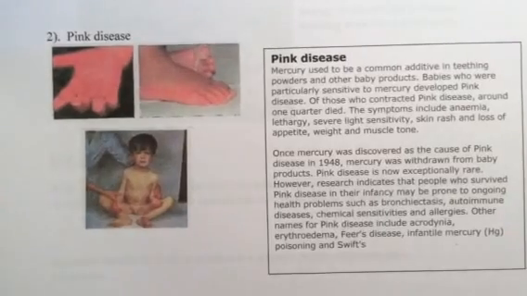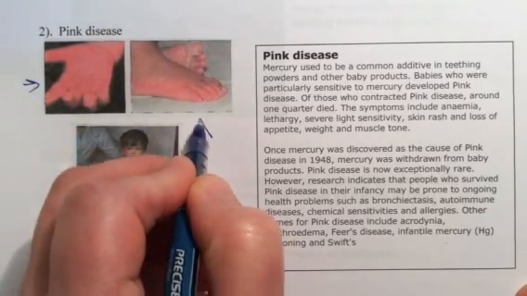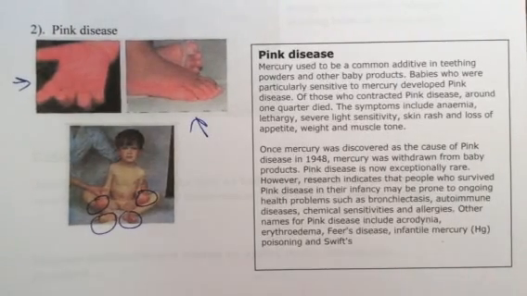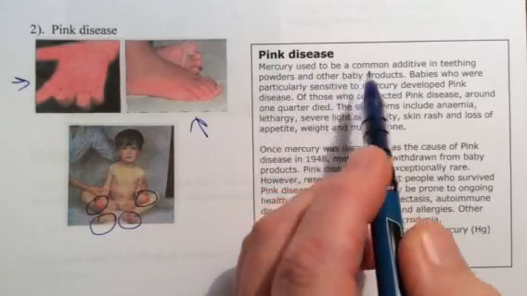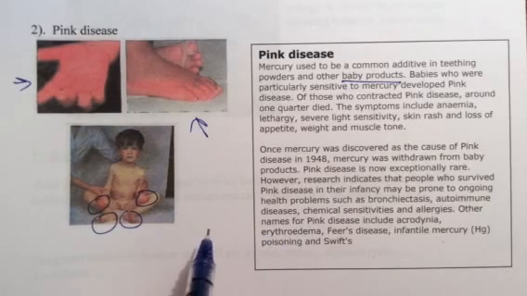Okay, the last thing I'm going to talk about on this particular audio file video part of the lecture is pink disease. And you can see from the picture here that pink disease literally turns the extremities, hands and feet, pink. And if you read the discussion on this, what this is saying is that mercury used to be used in baby products. Now, we in this country would never think about putting mercury into our baby products, but it certainly used to be used and may still be in place in other countries.